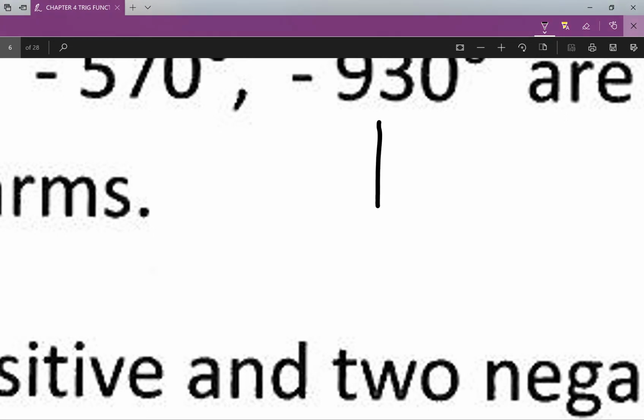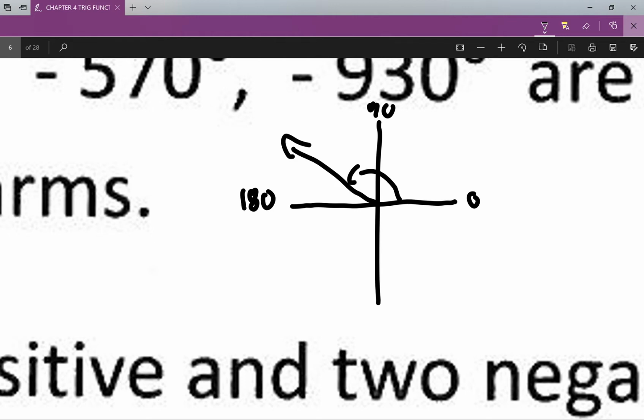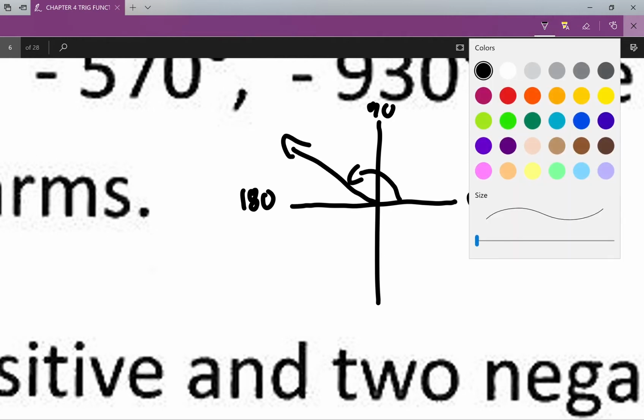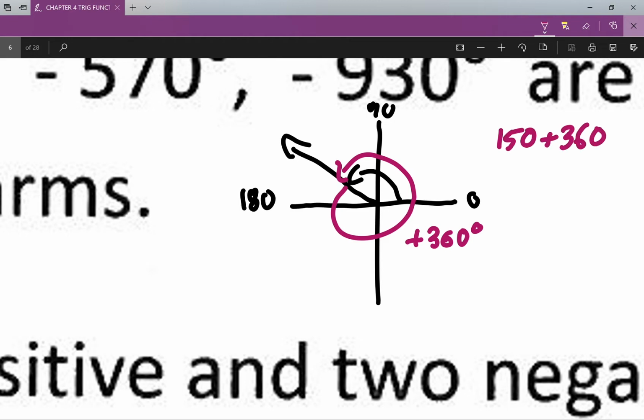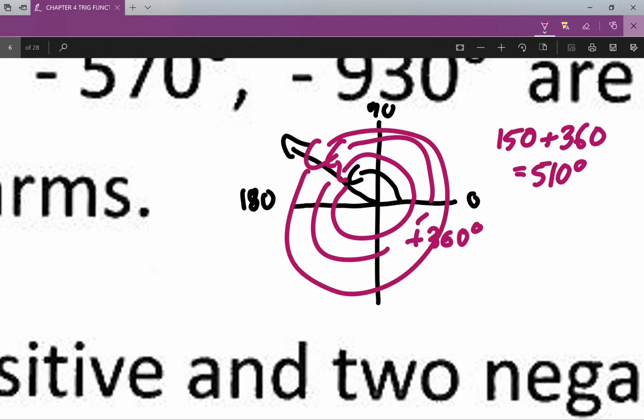Now, what this effectively means, we're going to start with that angle of 150 degrees. So if I draw out my angle of 150 degrees, 0, 90, 180, we know that 150 is going to be about right there. Now, what happens if I go one more full rotation around from this? What I've done is I've added 360 degrees to this. So originally we had the angle of 150, but I added 360, and that gives me 510 degrees. So we call those angles coterminal. And I can keep on going around and adding that 360, and adding that 360, and adding that 360.